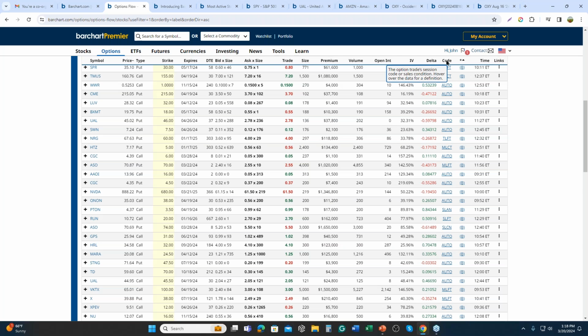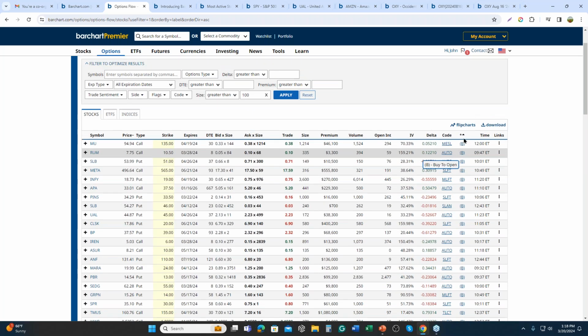Now, I'm trying to dissect the details of this trade, right? Is this a put or a call? Is this put or call in or out of the money? Again, the size, and now the code. In this example, we're going to see that it says MLFT, which stands for multi-leg floor trade.